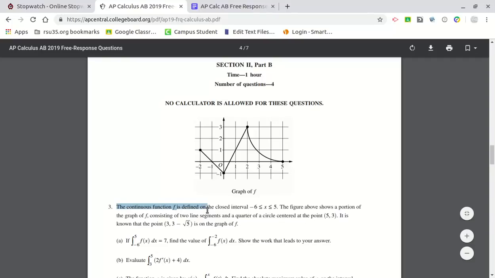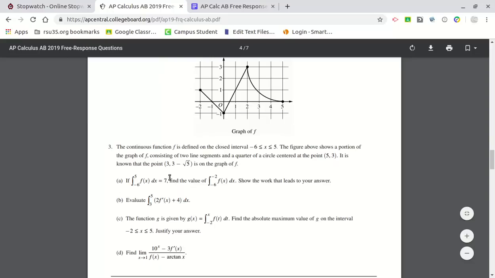The continuous function f is defined on the closed interval from negative 6 to 5. The figure shown above shows a portion, okay, not the whole thing, consisting of two line segments and a quarter of a circle. Oh, good to know. It is known that 3 minus square root of 5 is on the graph of f. Cool. If that is 7, find the integral from negative 6 to negative 2. Okay, so here we are given negative 2 to 5, and here we're given negative 6 to 5. So we want to find negative 6 to negative 2.